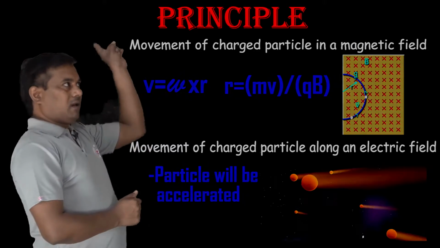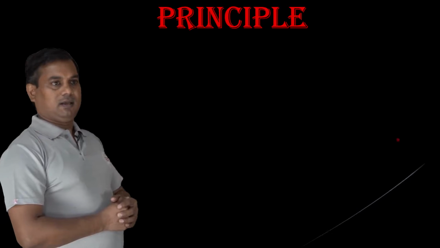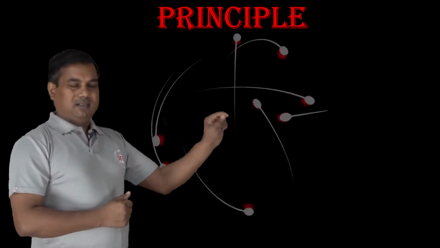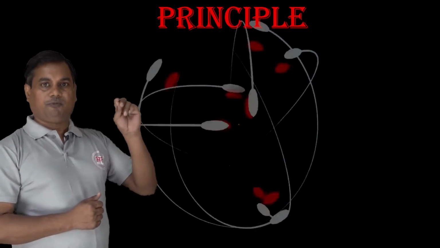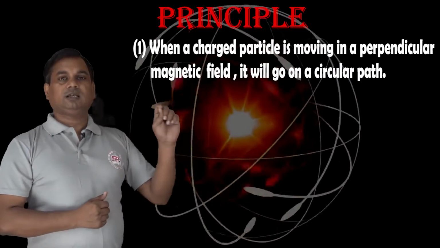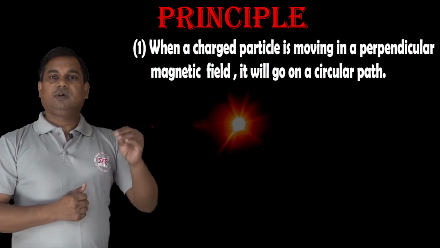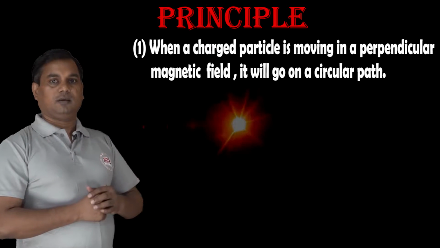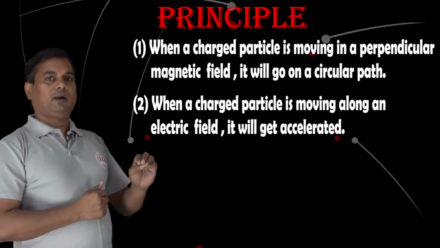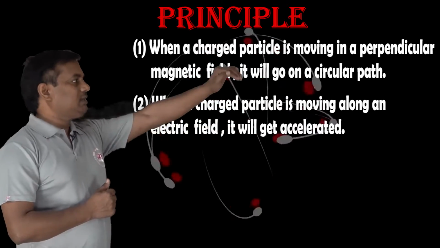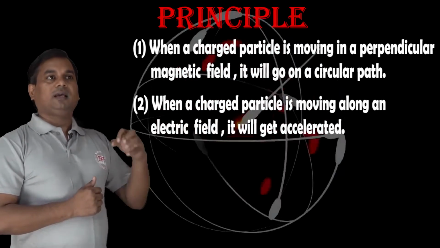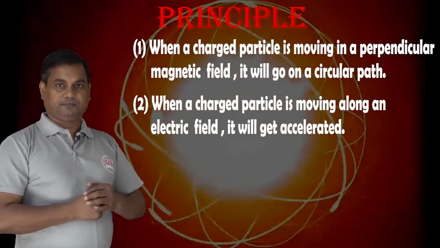So when we are discussing the theory, we have to say this device is based on two facts. Number one, when a charged particle is moving perpendicular to a magnetic field, it will go on a circular path. And the second one, when a charged particle is moving along the electric field, then it will be accelerated.